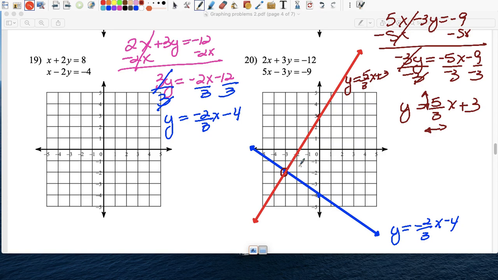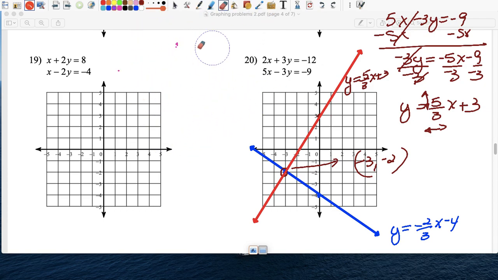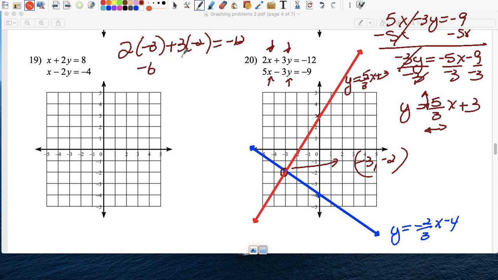And then our point of intersection, our solution to this problem, is negative 3 comma negative 2. I take that point and we place it in the x and y in equation 1 and in equation 2 and make sure that the expression on the left equals the expression on the right. So 2 times negative 3 plus 3 times negative 2 should give me negative 12. 2 and negative 3 is negative 6. 3 and negative 2 is negative 6. And look at that. It works out for equation 1.